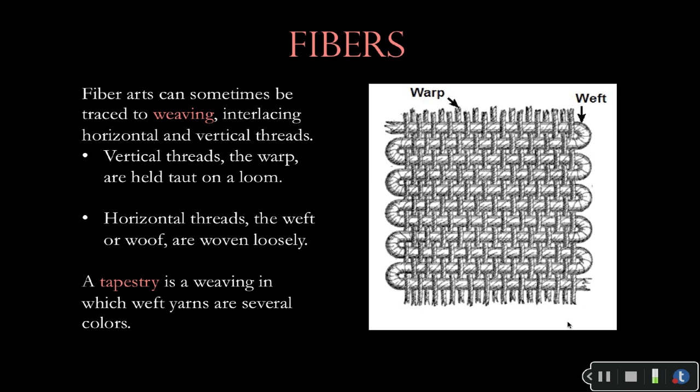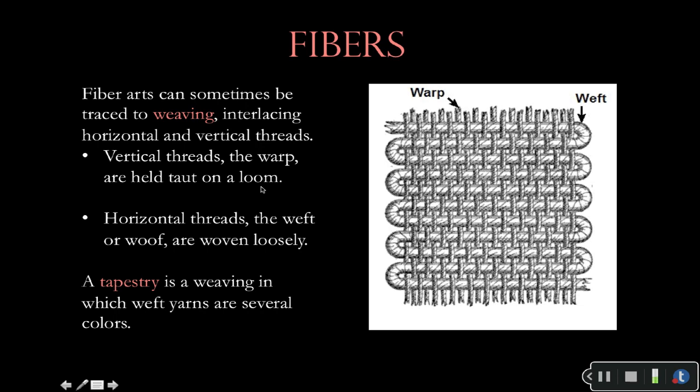Well, basically, we have the interlacing of horizontal and vertical threads. And so here you have a warp coming this way, up and down, and then what we call a weft from the side, this piece that would go in and out, in and out, in and out as you move up the weaving. Tapestries are created in a couple of ways.